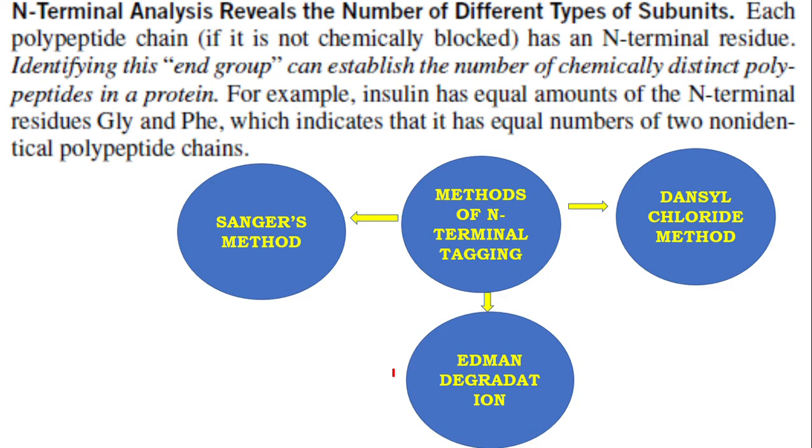And how can we identify the amino acid sequence? Usually we identify the N-terminal amino acid one at a time. Then we remove that N-terminal amino acid. Then we identify the next N-terminal amino acid and so on. So how are we doing it? We have different methods. We will see that in the next slide.